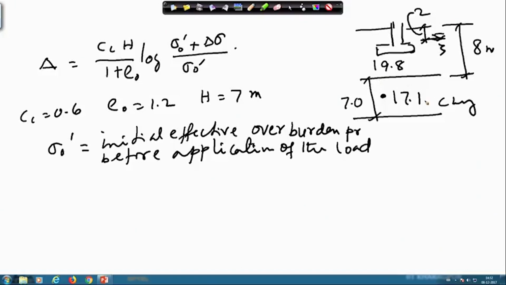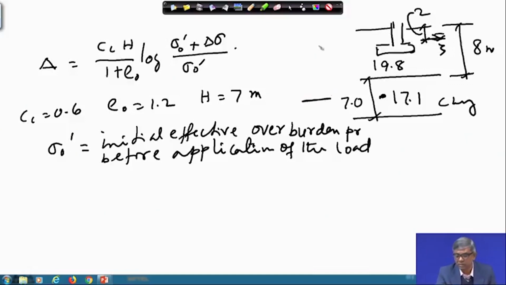Here I will use only a single layer, and if you subdivide into smaller layers you will get better accuracy, but I will show here only a single layer. If I consider a single layer, then all treatment should be done at the middle of the clay layer. So, sigma naught dash you have to find out at this point. I have to take the effective overburden up to this.